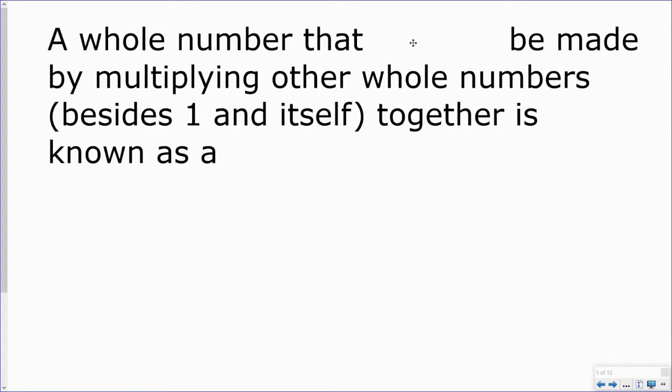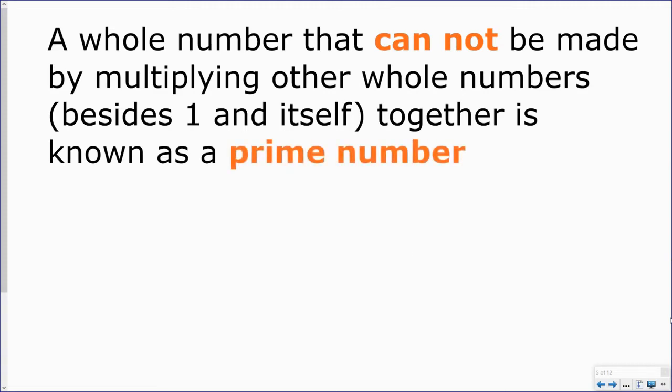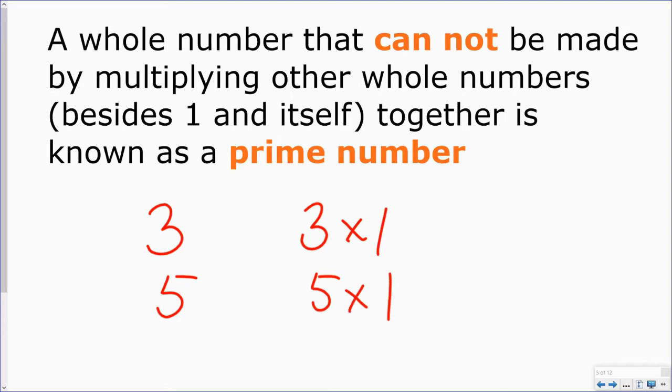A whole number that cannot be made by multiplying two whole numbers together besides one and itself is known as a prime number. So for example, 3 is a prime number because the only factors for 3 are 3 times 1. 5 is a prime number because the only factors are 5 multiplied by 1. 7 is a prime number because the only way we can get factors for 7 are 7 times 1.